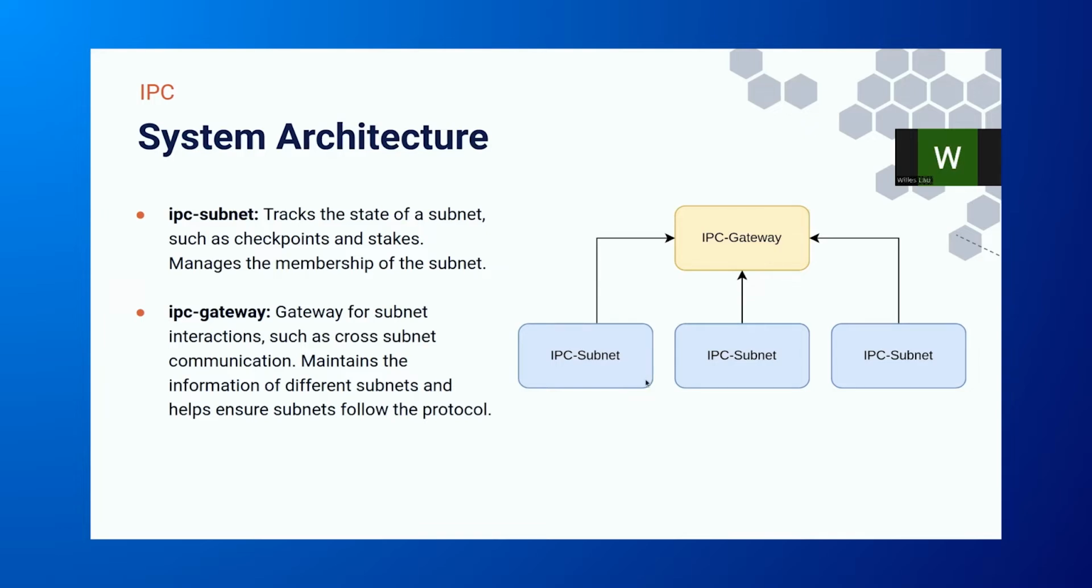What it does is basically coordinate between all the subnets and handle all the subnet interaction. So in this case, for example, if subnet A sends a message to subnet B, this is all done through the IPC Gateway. At the same time, it maintains the information of the different subnets, like how many there are, and it makes sure that the subnets actually follow the protocol. So overall, the IPC Gateway will handle multiple subnets simultaneously.